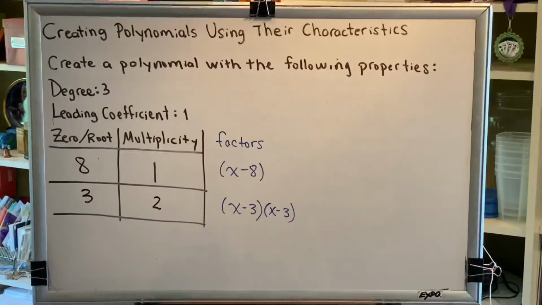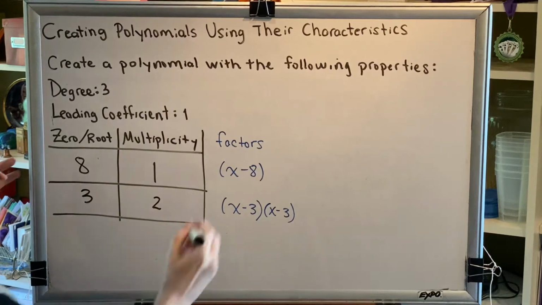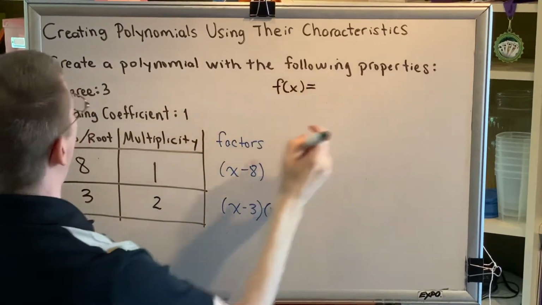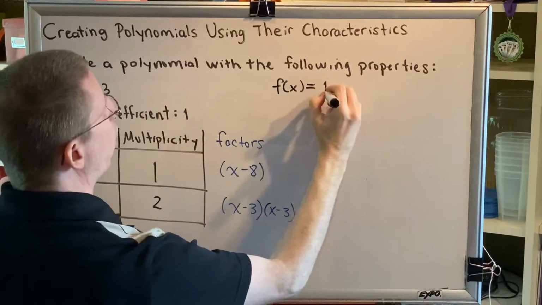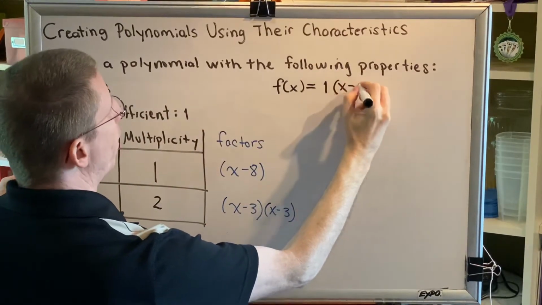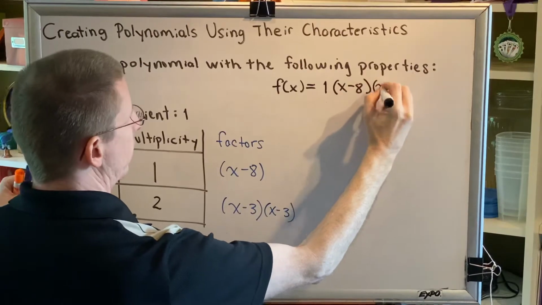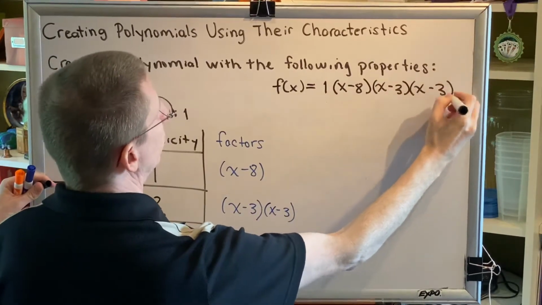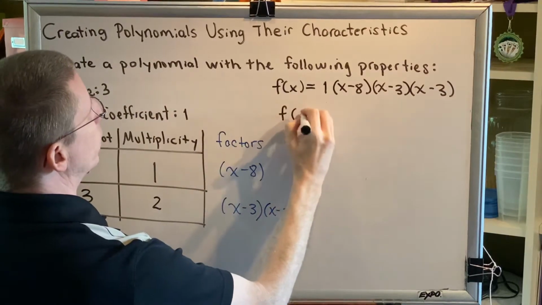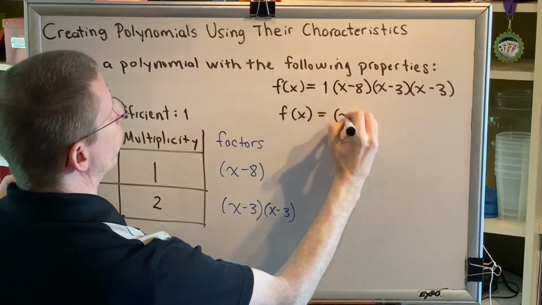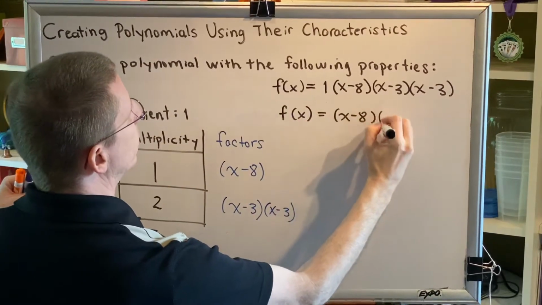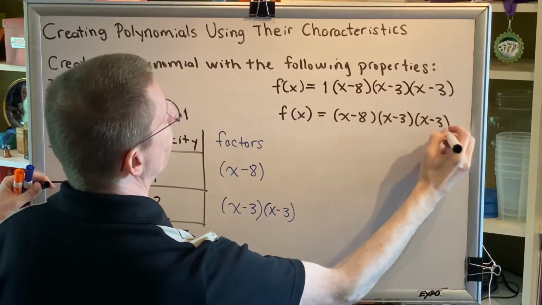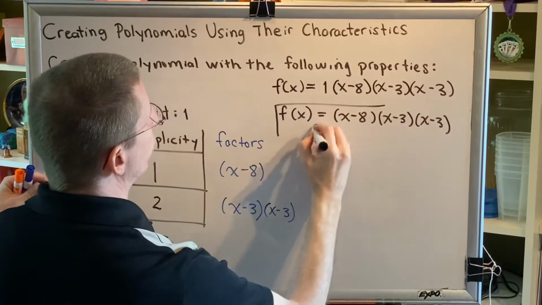Okay, I'm now ready to create my polynomial. f of x equals, I have my leading coefficient, which is 1, then all of my factors. So x minus 8, x minus 3, x minus 3. Anything times 1 is itself, so I get f of x equals x minus 8, x minus 3, x minus 3. This is my answer in factored form.